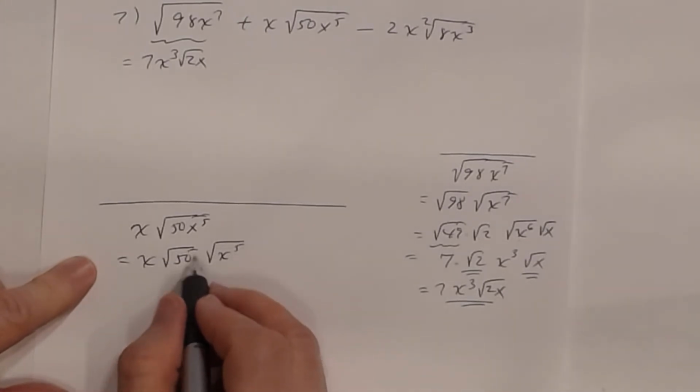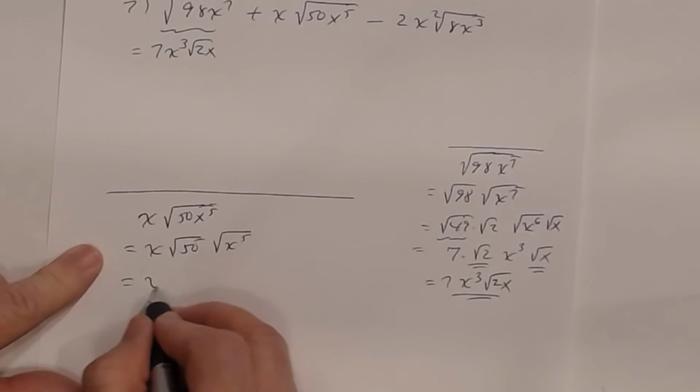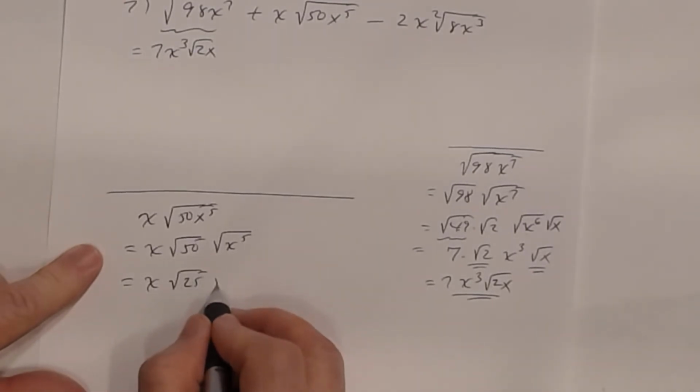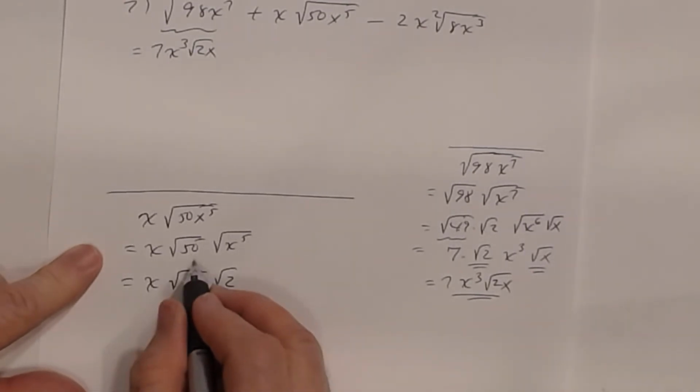And then we're going to simplify the square root of 50 if we can, which we can, because the largest perfect square that goes into 50 is 25. So this is x times the square root of 25 times the square root of 2. 25 times 2 is 50.